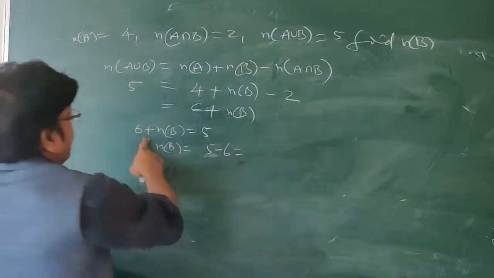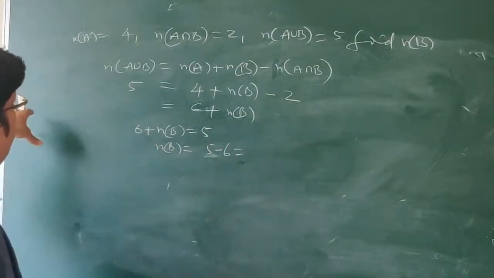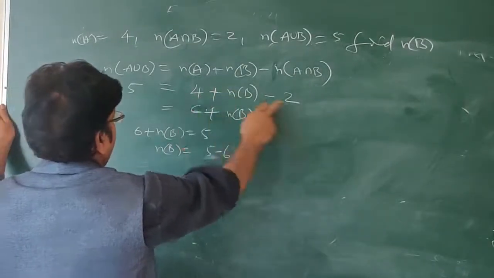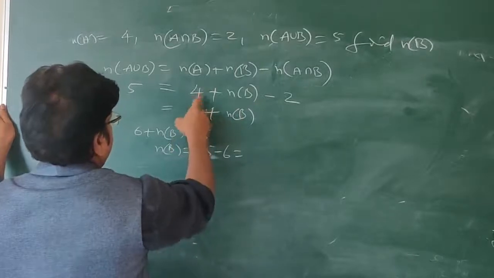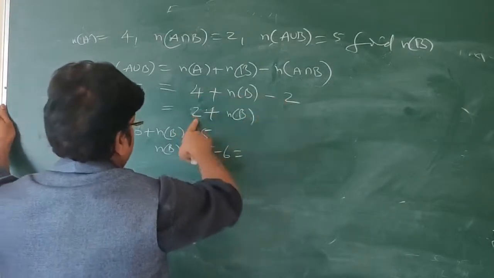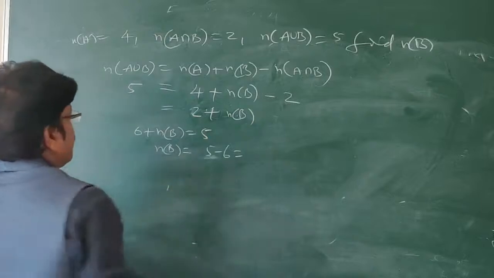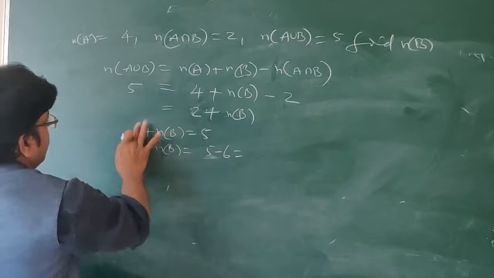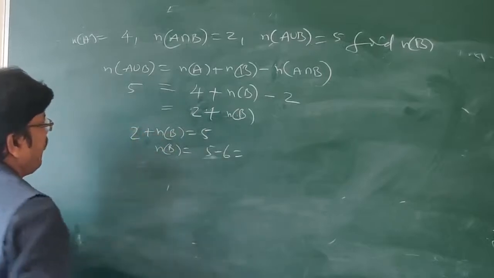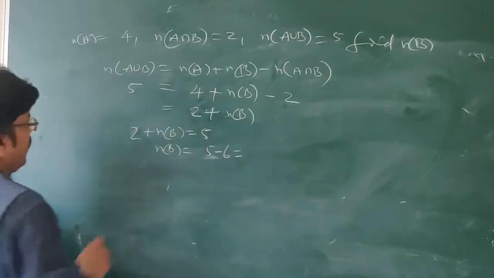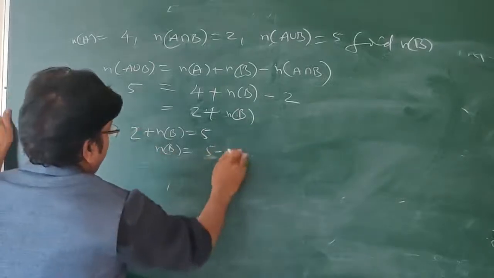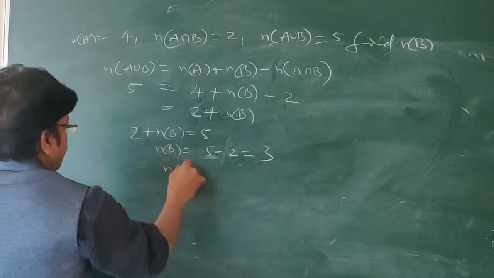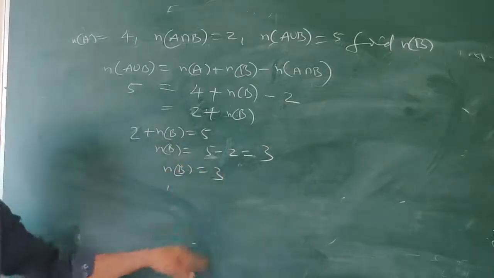Actually, it is better to take n of A minus n of A intersection B. 4 minus 2 is 2. Here 2 plus n of B equals 5. n of B equals 5 minus 2. Sorry, 5 minus 2 is 3. n of B equals 3. That's it.